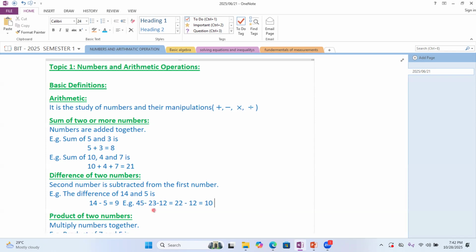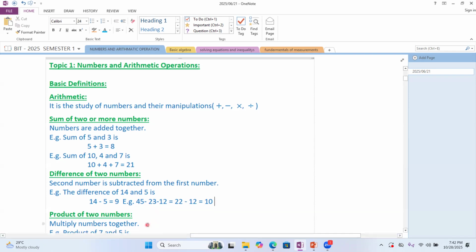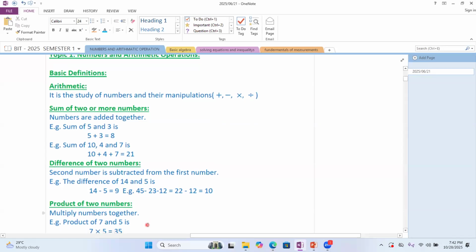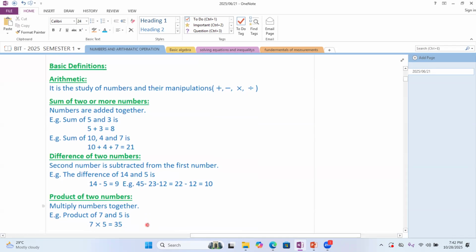Right. Next, the product of 2 numbers. Product of 2 numbers means multiplying numbers together. For example, the product of 7 and 5. That means multiply 7 and 5. That is 7 multiplied by 5, which is equal to 35.